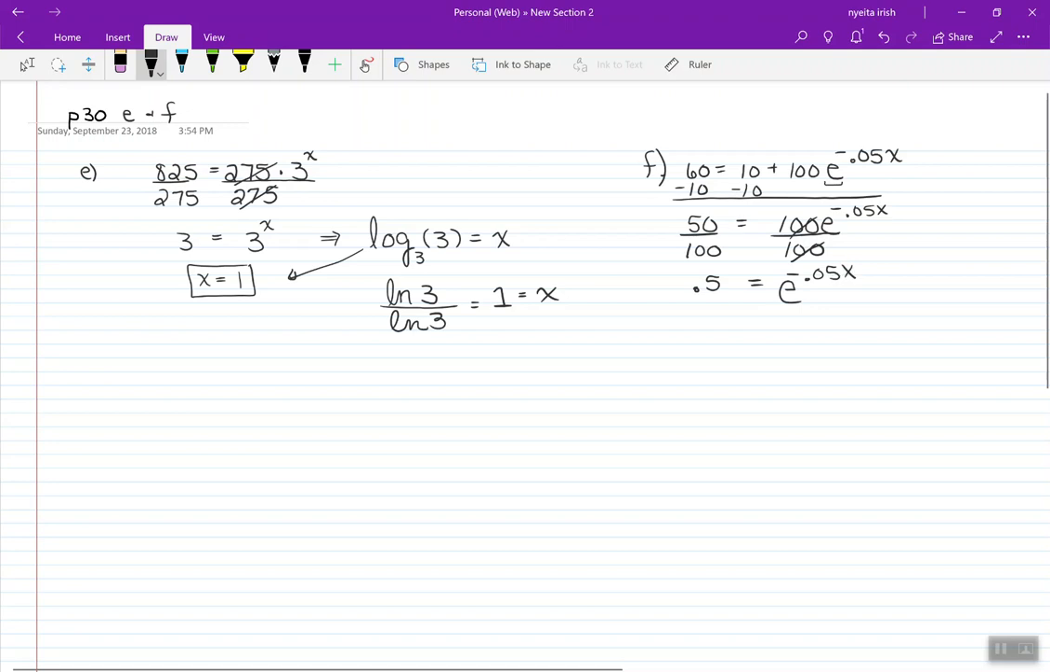0.05x. Unlike the previous problem, this one you can't just look at and go, oh, well, x is 1 or whatever. You can't just look at it. So you are going to have to use logarithms to solve this problem out. It's an exponential. To undo an exponent, we use logs. The base of the exponent is the base of the logarithm. So it's log base e of 0.5 equals negative 0.05x. Another name for log base e is natural log.